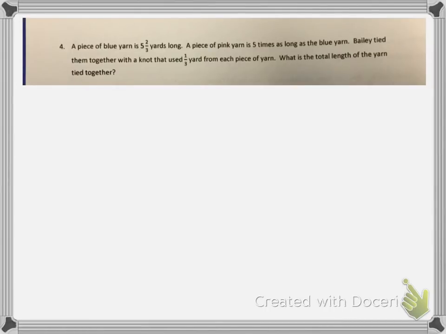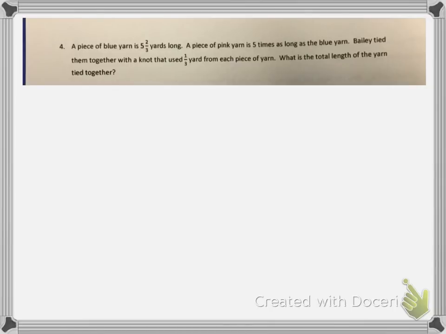A piece of blue yarn is 5 2/3 yards long. A piece of pink yarn is 5 times as long as the blue yarn. Bailey tied them together with a knot that used 1/3 yard from each piece of yarn. What is the total length of the yarn tied together? All right. First of all, let's figure out how much it is all together, the blue and the pink.